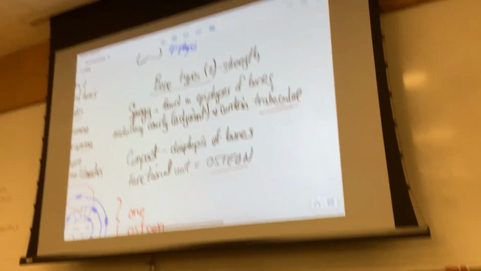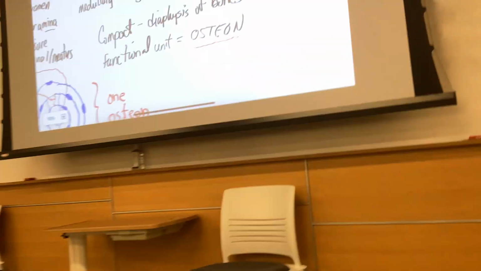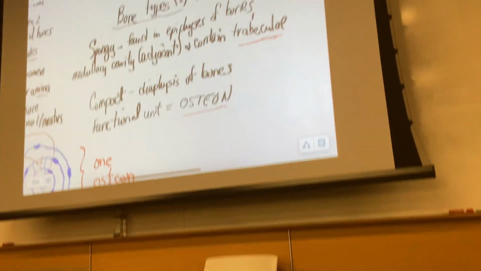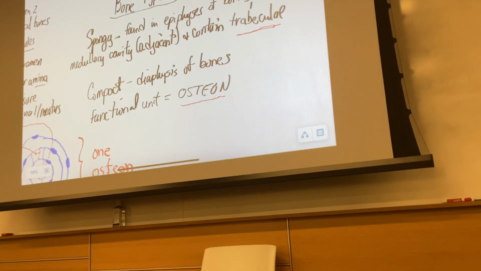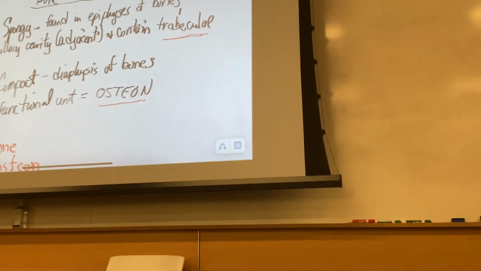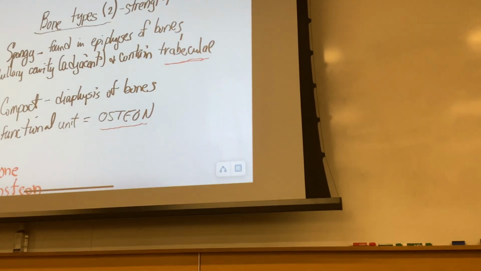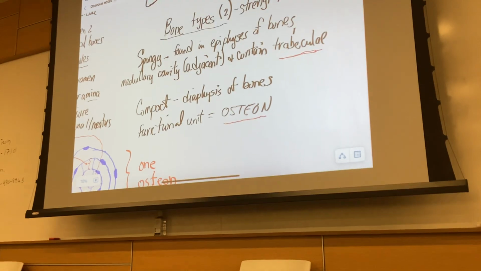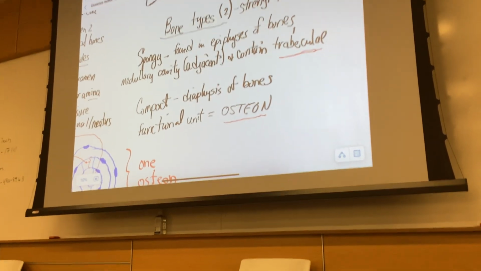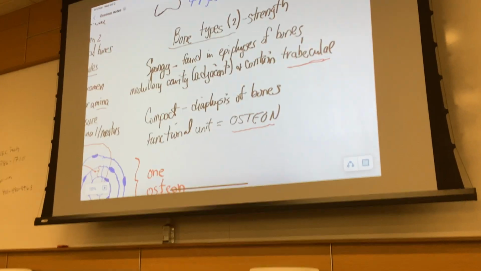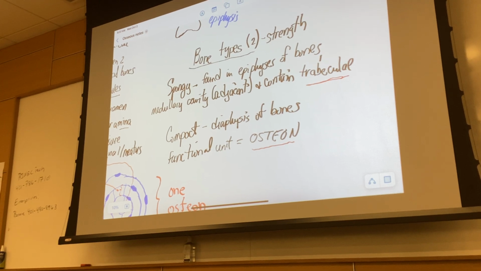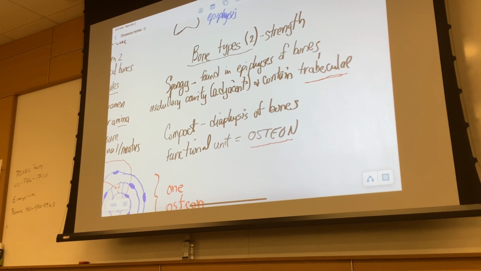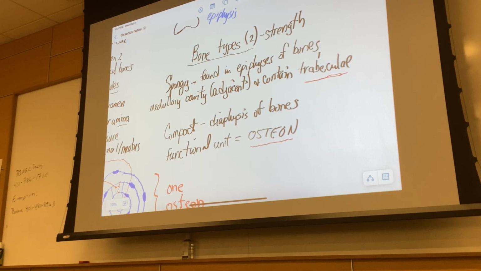So don't get confused when I ask a question about a type of bone, and then it gives you choices about shapes, or a type of bone and gives you choices about strength. There's two different types of bone based on strength. There's spongy bone and there's compact bone. It's not at all that the spongy bone is weak, it's that the compact bone is very, very strong.